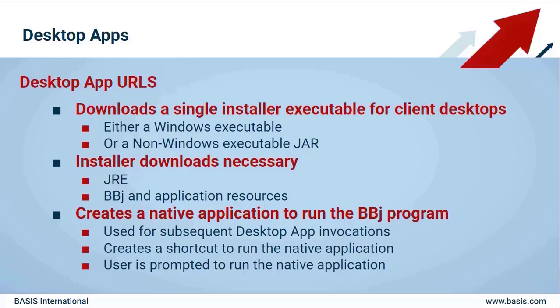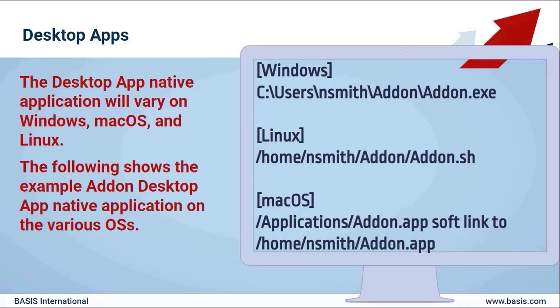It's either a Windows executable for Windows clients, or on non-Windows it'll be an executable jar. The installer will then download the necessary JRE that's configured in EM that you want the users to use to run their application, and it'll also download BBJ and application resources as needed. It also creates a native application to run the BBJ program, and these are used to run in subsequent invocations. It also creates a shortcut to run the native application, and the user is prompted to run the native application after installation. The desktop app native application will vary depending on the desktop OS, right?